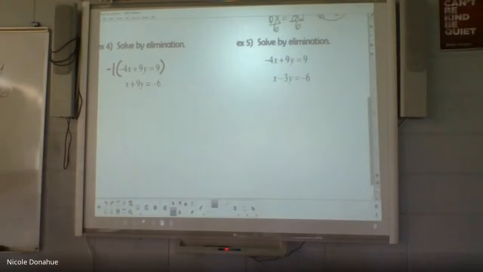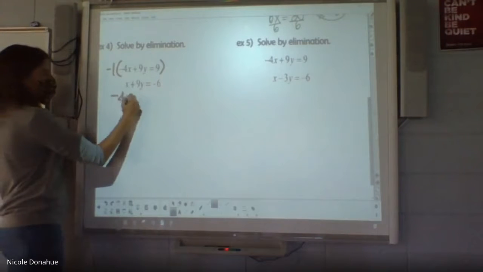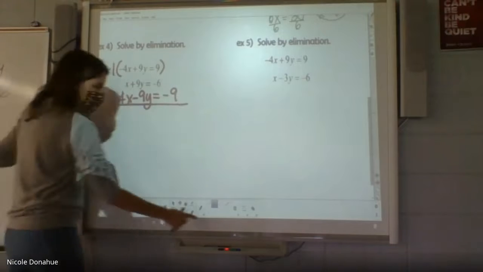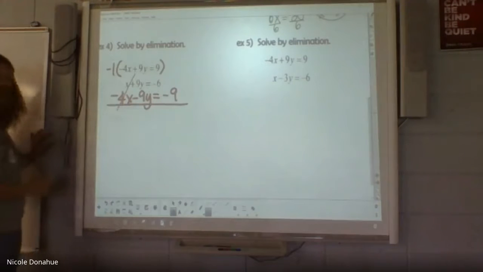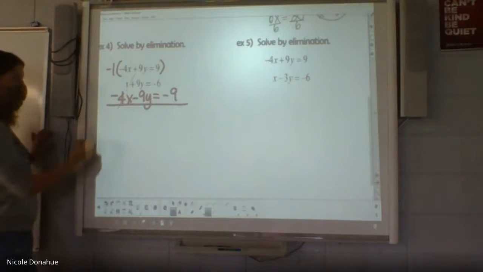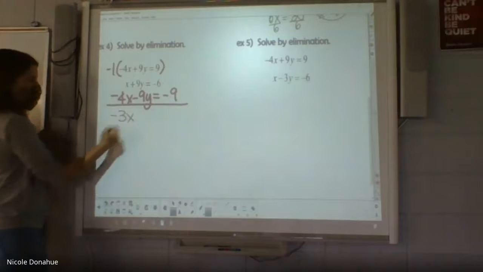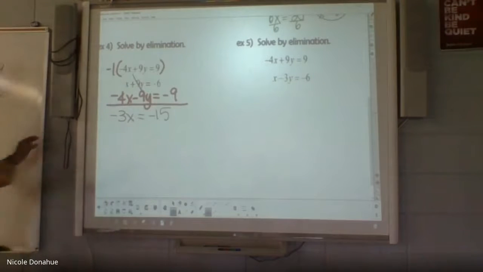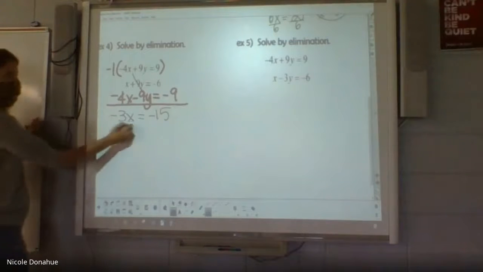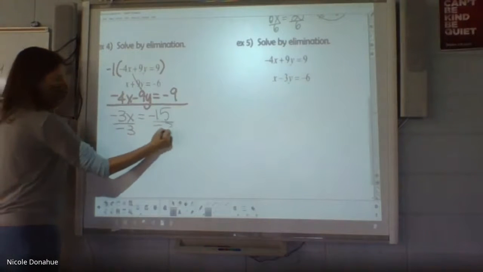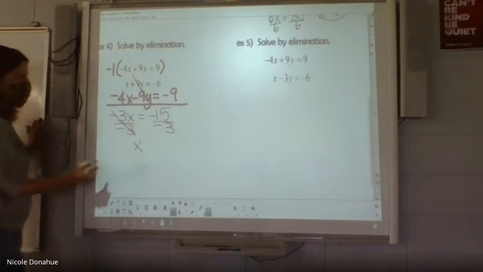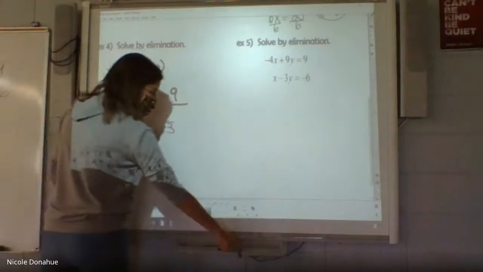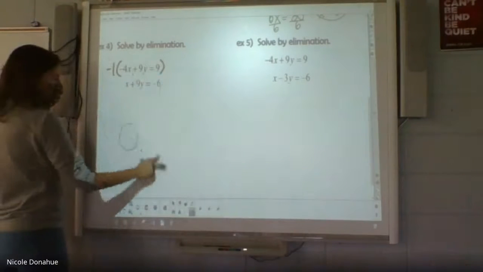Alright, so this becomes a negative 4x, this becomes a negative 9y, this becomes a negative 9. We add those together, those cancel, or no, those don't cancel, sorry, too fast. Negative 3x, these cancel, this is a negative 15. So I'm going to divide by negative 3. Is this right? Did I do something wrong? Oh, it's positive 4. Ah, you guys stop me. I was gonna say, I did not get that.